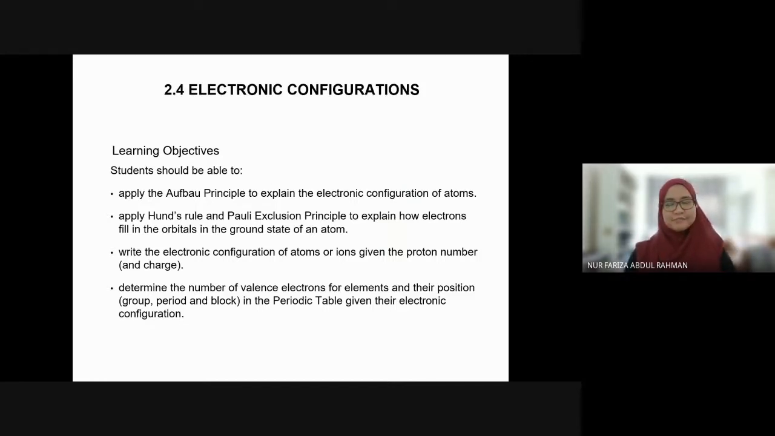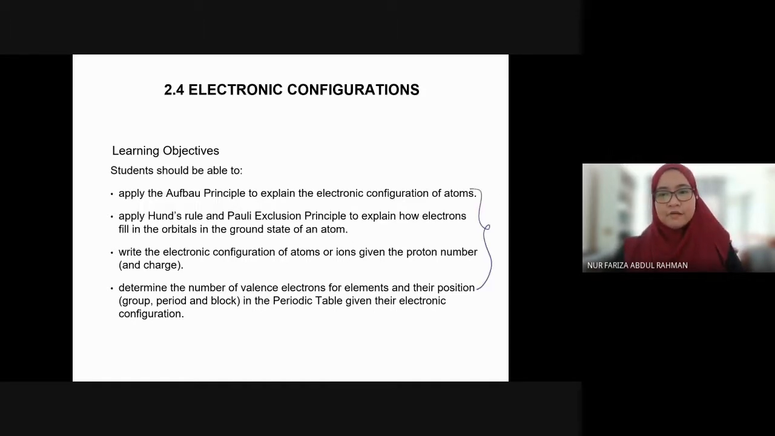Any questions so far before we move to the next subtopic, the electronic configuration? Okay, so kita dah start we are going to apply the quantum number, okay, that we have learned earlier in the electronic configuration. Okay, and few others application of electrons lah. Okay, in atoms.